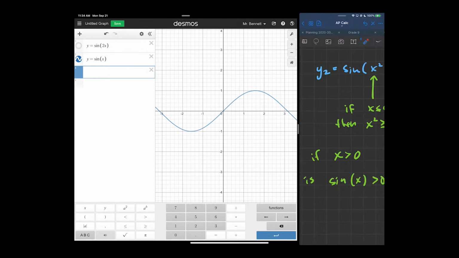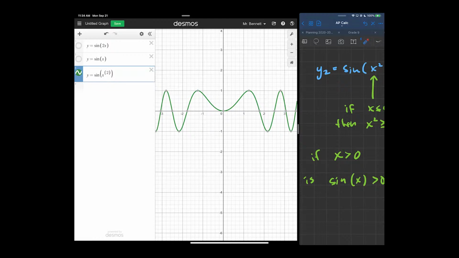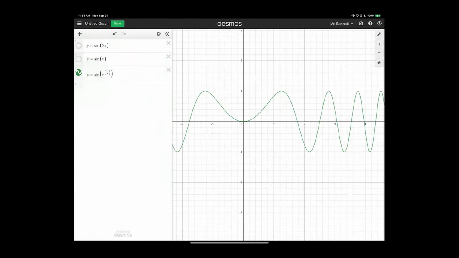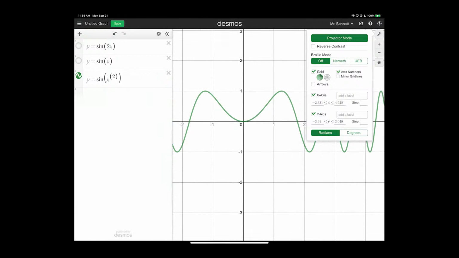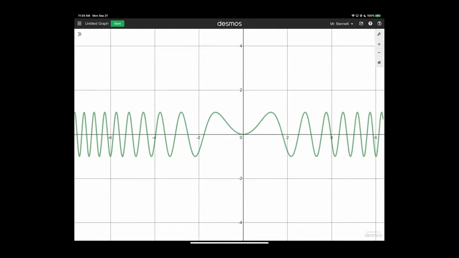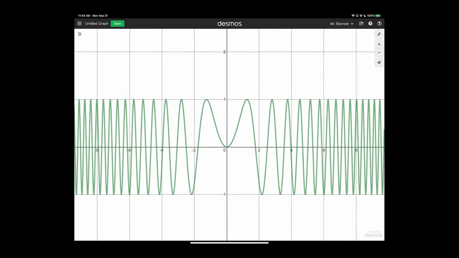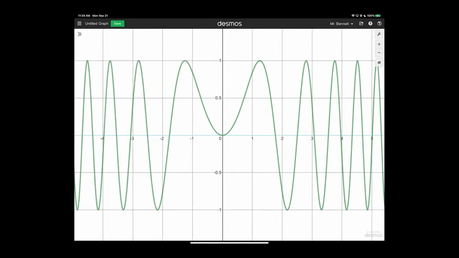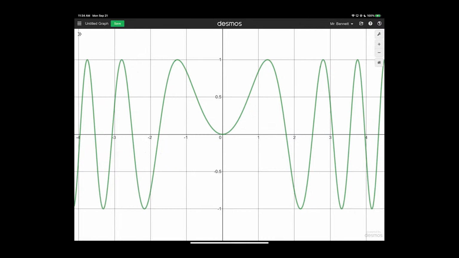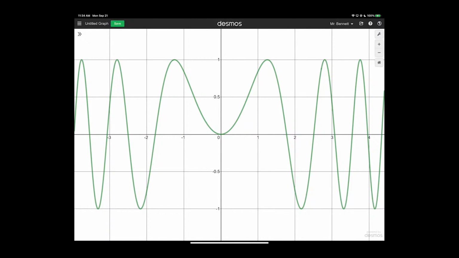Okay, let's have a look and see what this graph looks like. Let's try y equals sine of x squared. I'm going to hide this one. Okay. So let's have a look at what's going on here. Let's see if we can figure out what's going on. And just so that we can get a little more resolution, I'm going to stretch the y-axis so we can see what's going on. Okay, so this is not to scale anymore.